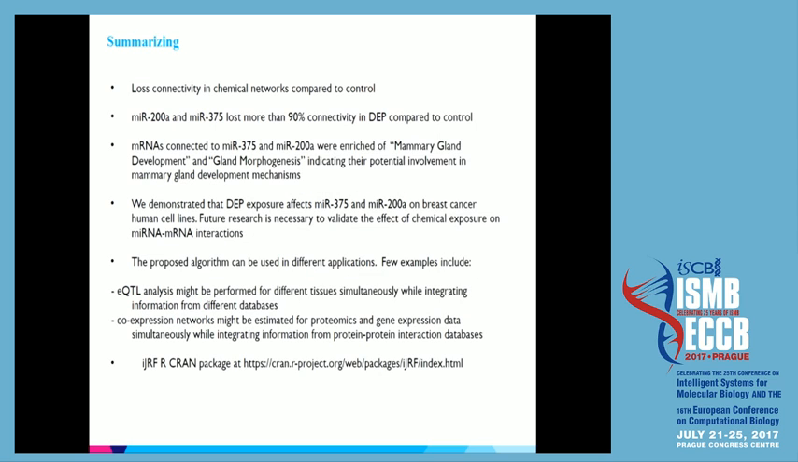So basically, we proposed this new model that can jointly estimate multiple networks and integrate information from existing databases. This model can be used in different applications, such as eQTL analysis, which might be performed for different tissues, including integrating information from existing databases. It's well known that eQTLs are shared across tissues. Or co-expression networks might be estimated for proteomics and gene expression data, for example, integrating information from protein-protein interaction databases and so on. We have an R package that is available if you want to use the algorithm. Also, the other 2 algorithms are on CRAN. Thank you.